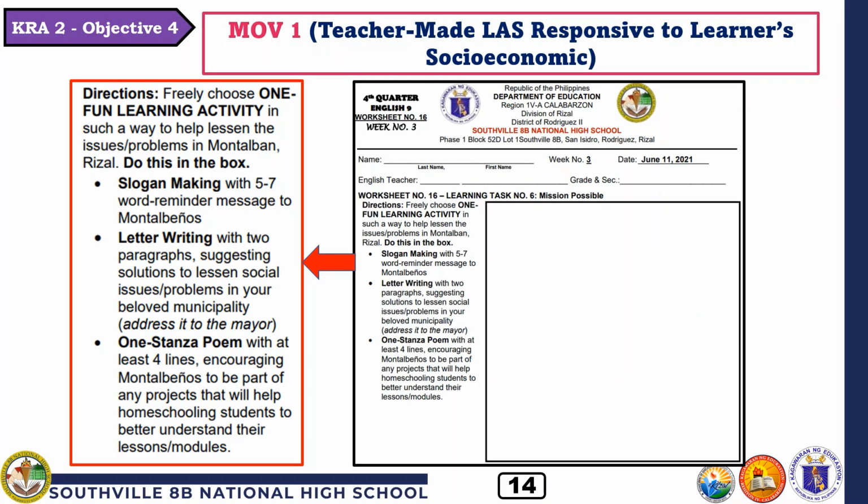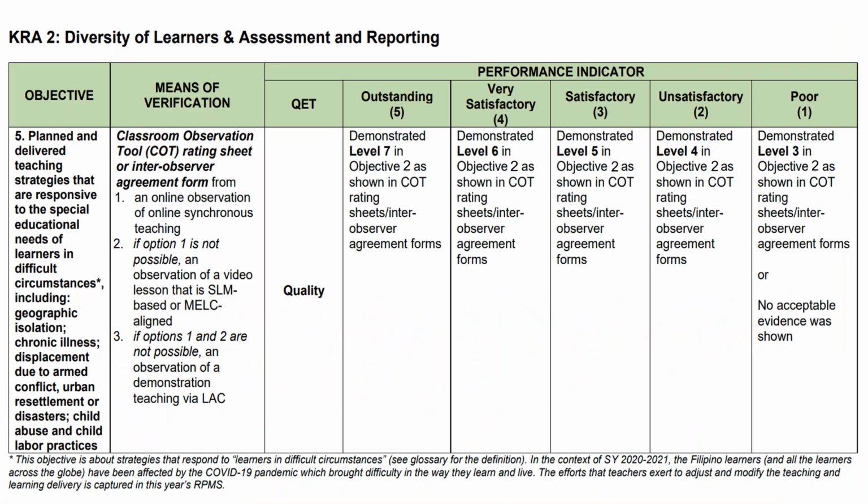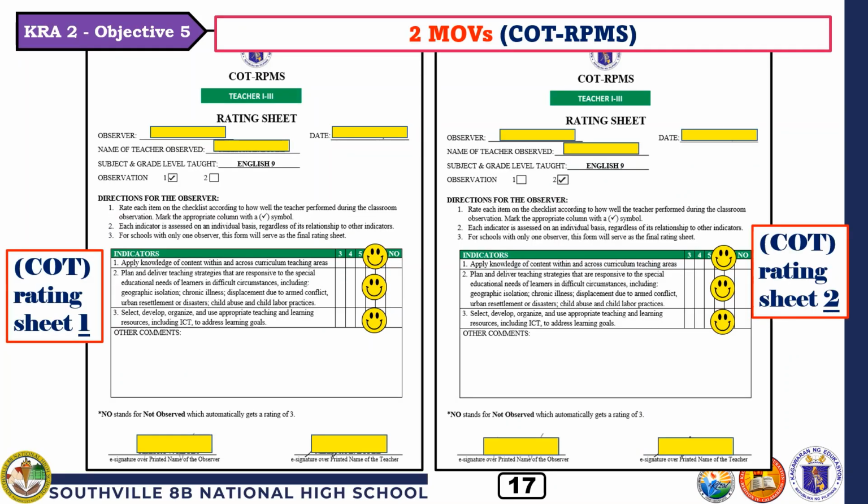MOV1, MOV2. KRA2, Objective 5. For this objective, you need 2 COT rating sheets or inter-observer agreement forms. COT rating sheet 1, COT rating sheet 2. Objective 2 in both COTs are highlighted.